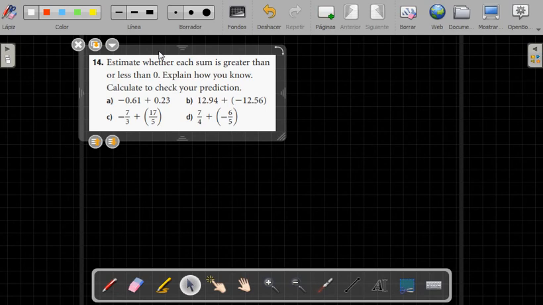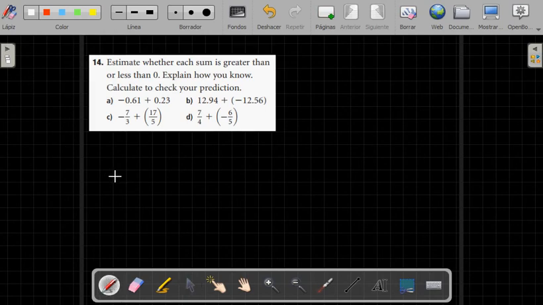I'm going to give you a hand with exercise C. And then we will do it with one of those with decimals. So let's start. We have minus 7/3 plus 17/5. Tenemos menos 7 tercios sobre 17 quintos.